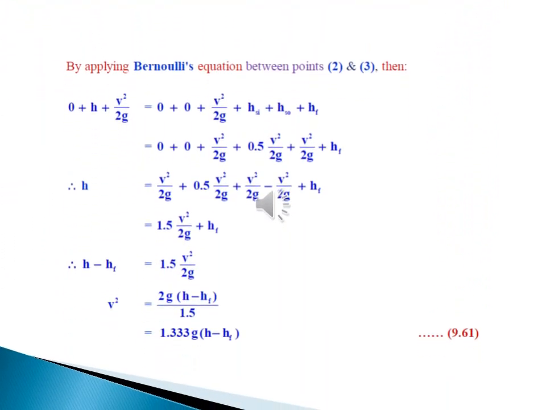Continuing, by applying Bernoulli's equation between points 2 and 3, you can calculate the head losses between the 2 points and also the velocity of flow, as shown in the enclosed equation.